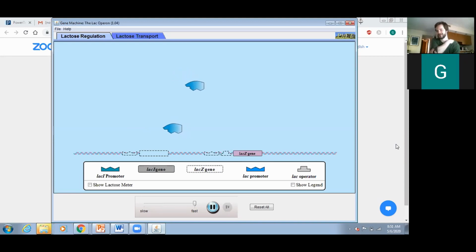So let's talk about the LacZ gene. As you can see, it now is part of our DNA strand. We've inserted the LacZ gene, but for whatever reason, our ribosomes here, that's what these things are, are not coding it. They are not turning it into protein like they should be.